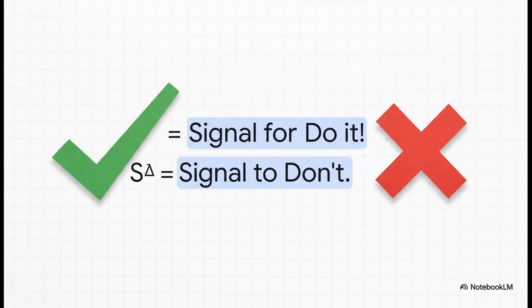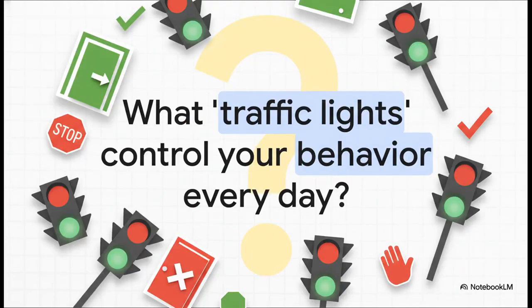And here's a simple way to remember the key players. Just think of the SD as the signal for do it, and the S delta as the signal to, well, don't. It's a pretty effective way to keep them straight. And that leaves us with one final question to think about. What are the discriminative stimuli and the S deltas, the traffic lights, that are guiding your behavior every single day? Because once you understand this framework, you really start to see it everywhere.